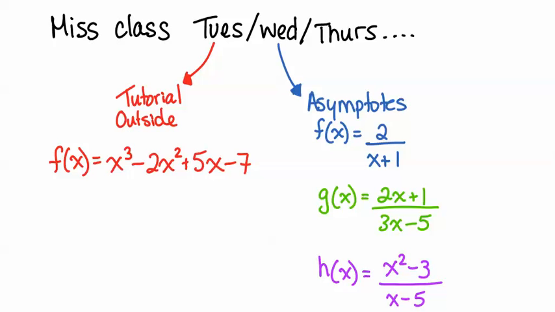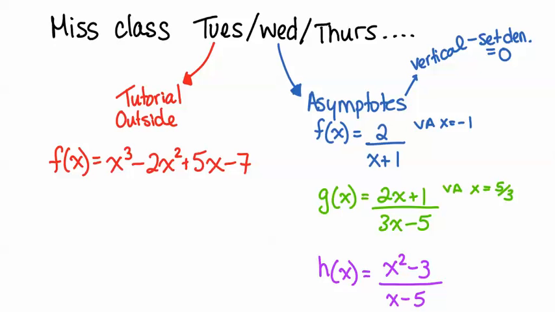So just to quickly summarize, whenever we're finding vertical asymptotes, these are super straightforward. For vertical asymptotes, we just set our denominator equal to 0 to find out what x can't be. For this one, our vertical asymptote would be x equals -1. For the green one, x equals 5 over 3. And for the purple one, x equals 5. So vertical asymptotes, no big deal. They're when the denominator equals 0 because we don't want it.